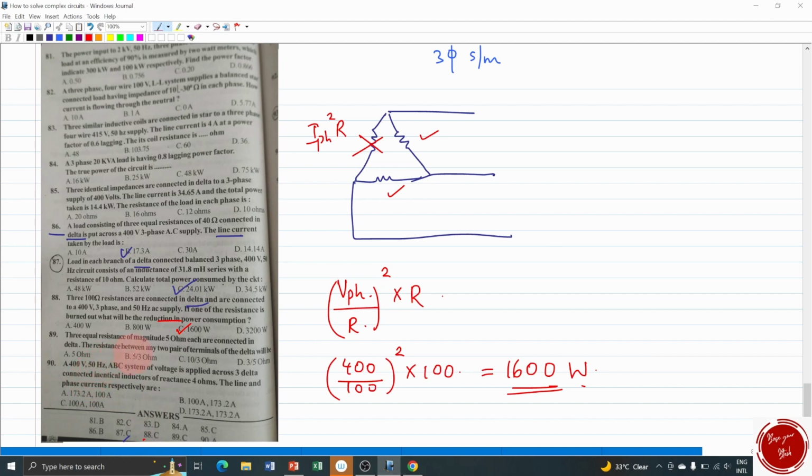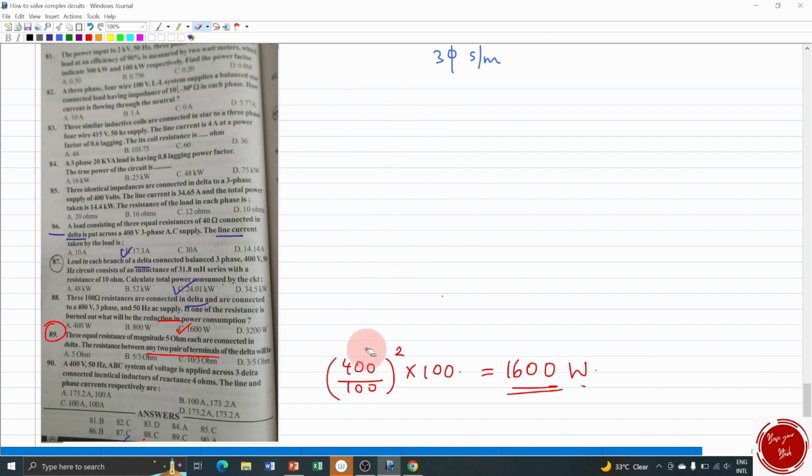89. 3 equal resistances of magnitude 5 ohm each are connected in delta. The resistance between any two pair of terminals. In this sentence I am confused with this line, any two pair of terminals. I will get back with the same question in the next video. Let's skip that for now. That is question number 89 will be discussed later. So in total there will be only 4 questions discussed in this video. Anyway, I'll come back with this soon.